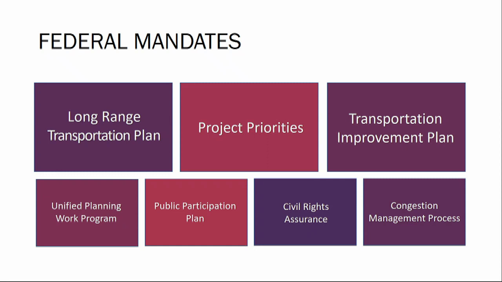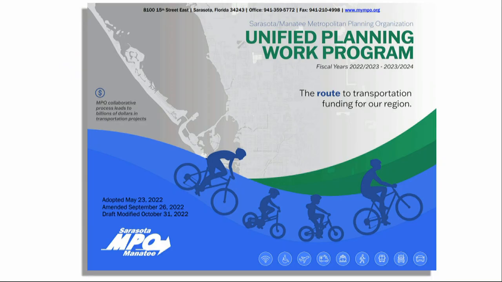Our Unified Planning Work Program is our budget document. It's a 2-year document, and we have a public participation plan, civil rights assurances, and a mandated congestion management process, which is now tied into the performance measure mandates that is one of the focuses of this symposium.